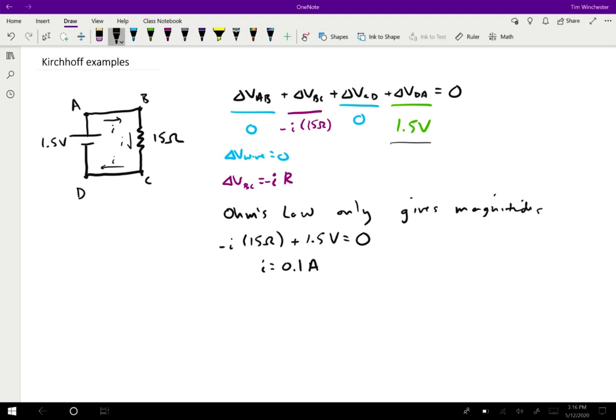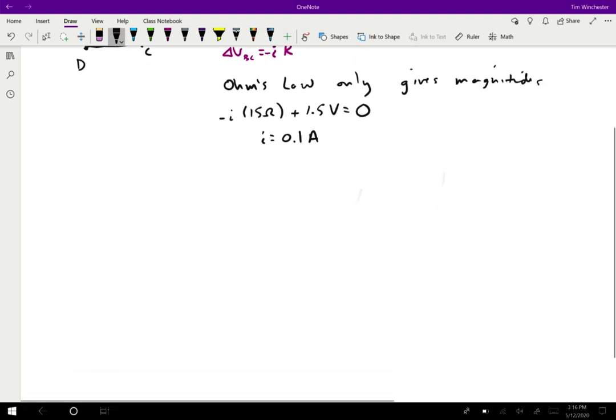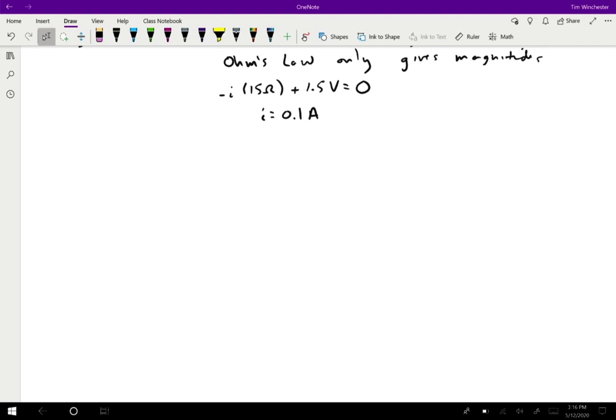Okay, so let's do another example. Let's say that we have a battery and two resistors in series. Okay, so I'm going to call this one 15 ohms, and I'll call this one 30 ohms, and then I'll just keep a 1.5 volt battery over here.